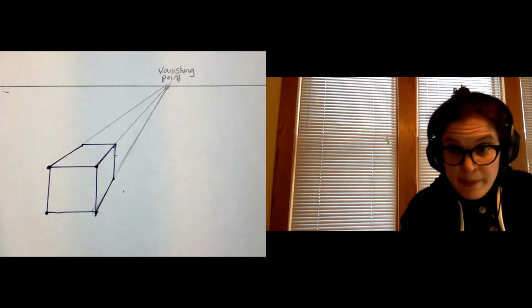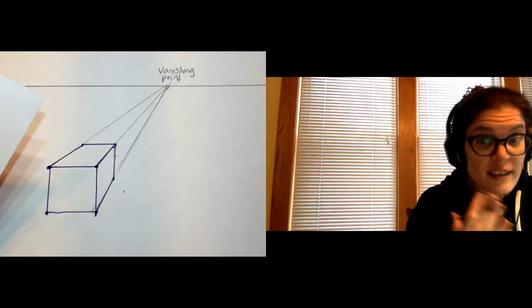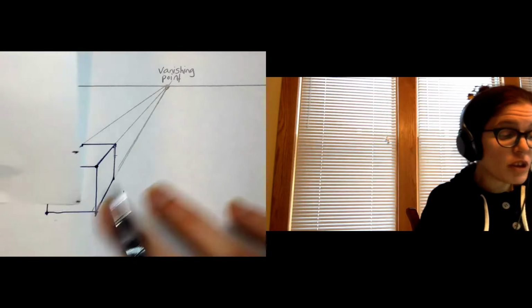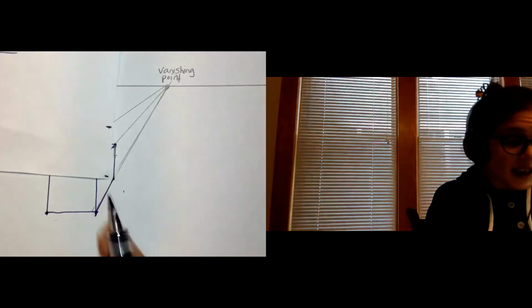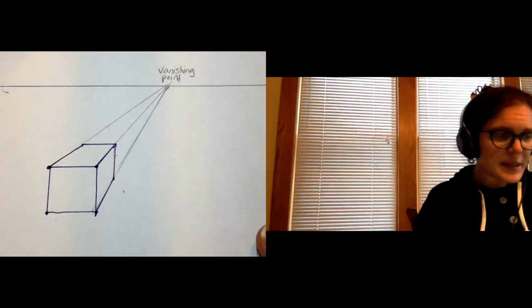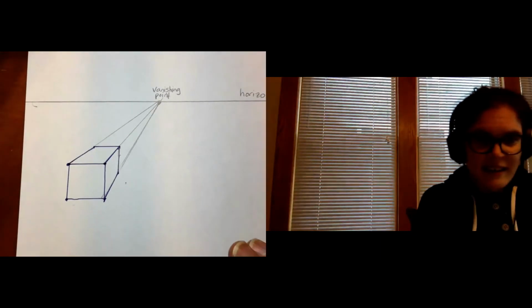We know in reality that all sides of a cube are the same, but that one looks smaller to us, and so when we're drawing it with foreshortening and perspective, that line actually will be smaller. All right, let's do this again. This time, let me zoom out a little bit.